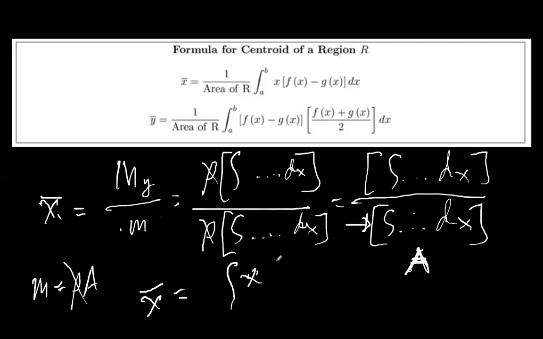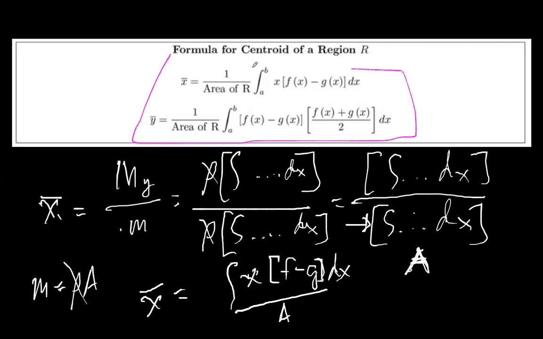All right, for the integral of x times f of x minus g of x dx over the area. So in short, we can use this formula. So we don't need to solve for the mass. Instead, we're just going to divide the numerator by the area of the region. I think that's a shorter way to solve for the center of mass of the lamina. So we can use that here in the next problem.